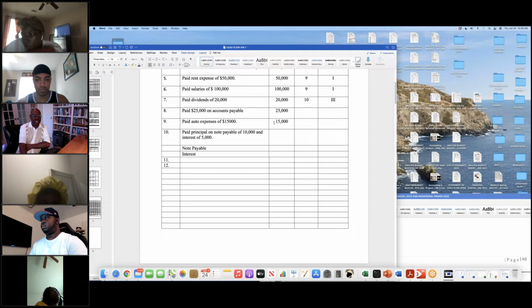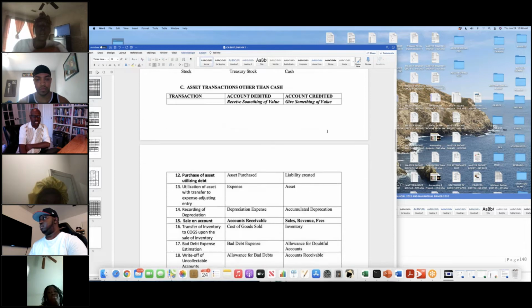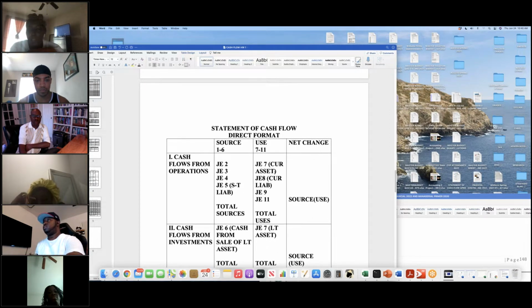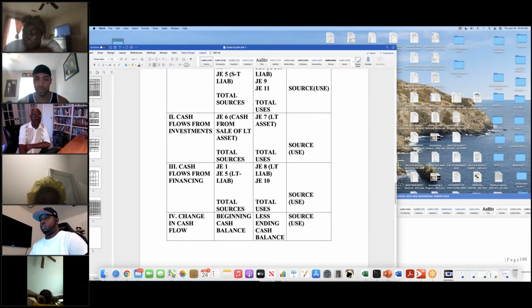Then we paid on accounts payable 25,000. What's our type? I put type 8. So part 1 of the statement. Once again, it tells us that type 8. I did have a question about that, because on the sheet it shows that type 8 is in 2 different sections. Type 8 current liability, type 8 long-term liability. Okay, that's what I wanted to know, the difference.